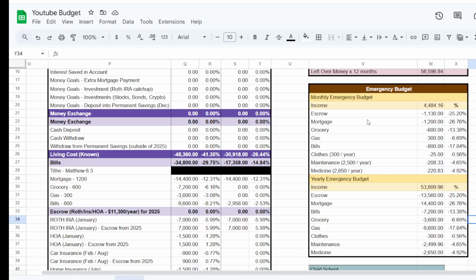But what I did cut out in this emergency budget was any entertainment, like vacations and subscription services, digital entertainment, going out to the movies. Those would all be cut. But what I didn't change was my utility bills, the gas for my car, my groceries.